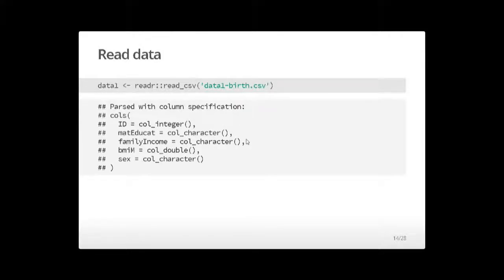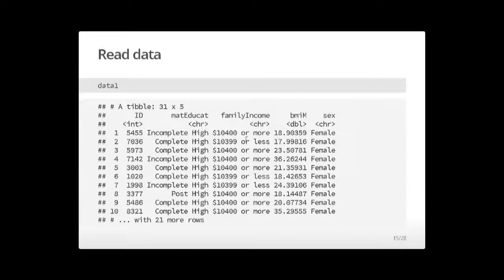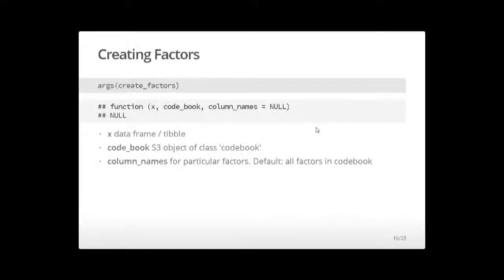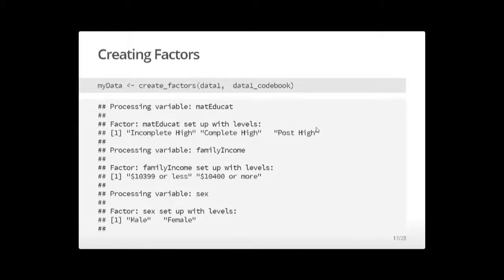So once again, we're reading in the CSV with readR and using the tidyverse approach, and we just get some data in, but we'll see that things like sex, which normally come in as a factor, has come in as a character. So from that, we might want to create factors. So there's a function called create factors, and it's obvious what it does. And we basically give it the data set that we just read in as a tibble, and then the code book as an S3 object. And that will create the factors for us, and it will also check the levels. So this is basic stuff, but it's something that we do all the time, and so it's useful to automate this in this way.